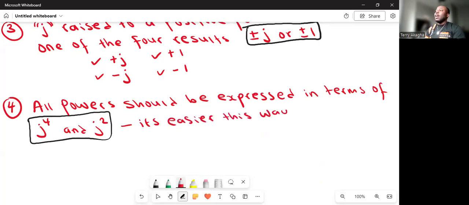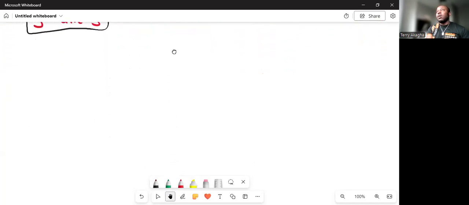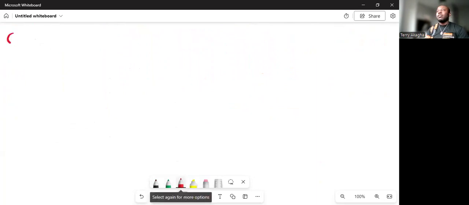Now, you don't really have to, but in my own experience, when solving questions, I find it very easy because I already know that j^4 is 1 and that j^2 is -1. So with that, now I can play around with the laws of indices here so I can solve it. All right. Okay, so let's pick some examples. So let's assume we have this.